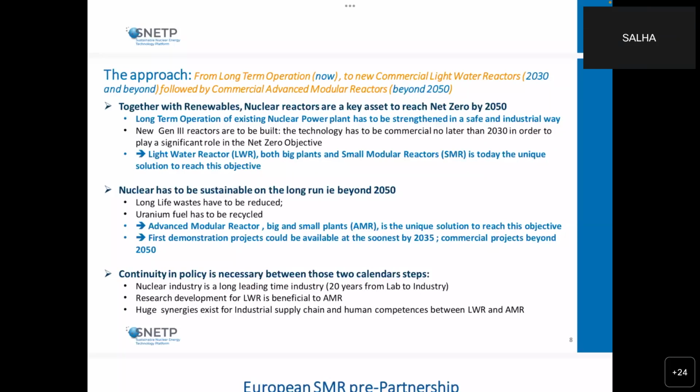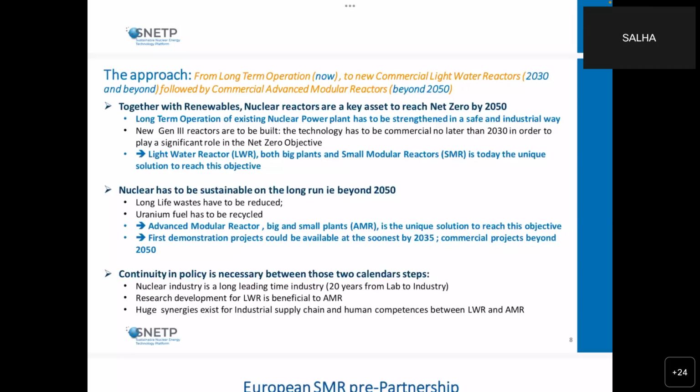Nevertheless, we have to take into account that we need to have nuclear energy sustainable in the long run. And for nuclear energy to be sustainable in the long run, we have to cope with two key elements, which are the question of waste, and especially long-life waste. So we need to reduce the volume of those long-life wastes which are produced by nuclear energy. And the second question is about the resources of uranium fuel. You know that the resources of fresh uranium are limited. The figures are around 100 years, 150 years, something like that.